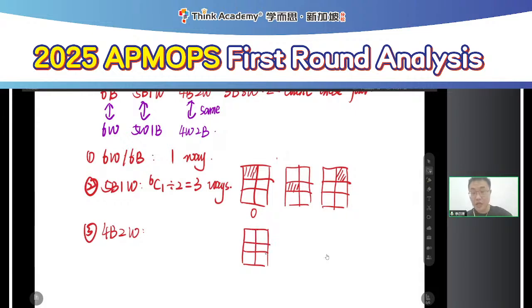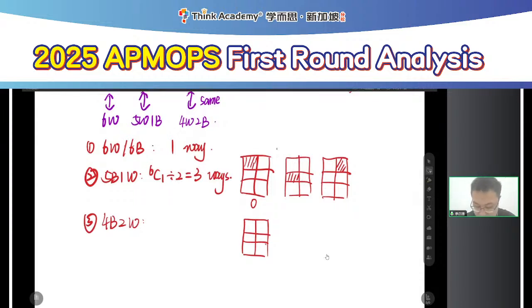So totally, regardless of the flipping and rotating, right? You forget about this stuff. So now in this case, we should have 6C2, which is 15 ways, right? We should have 15 ways.